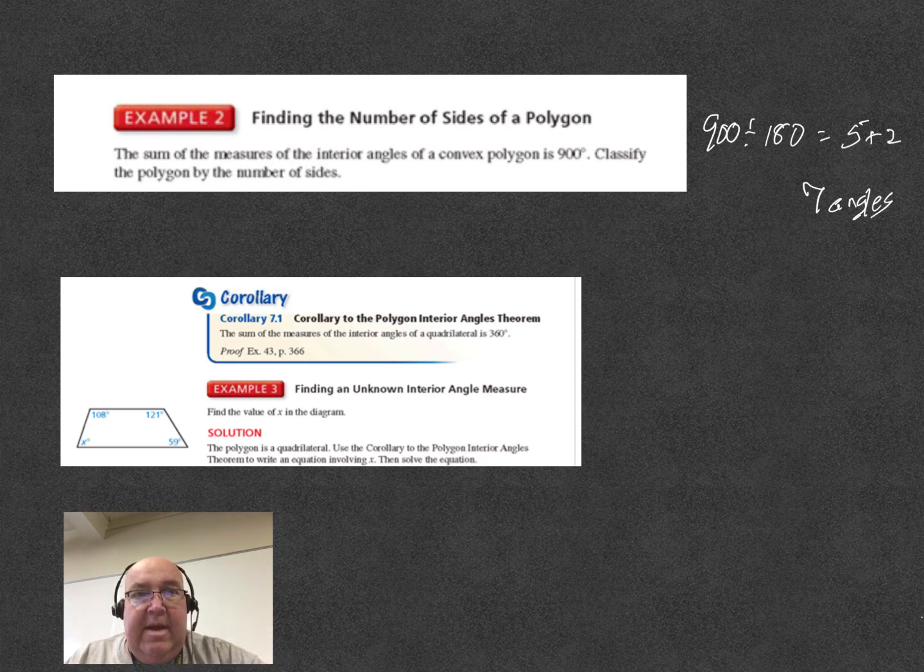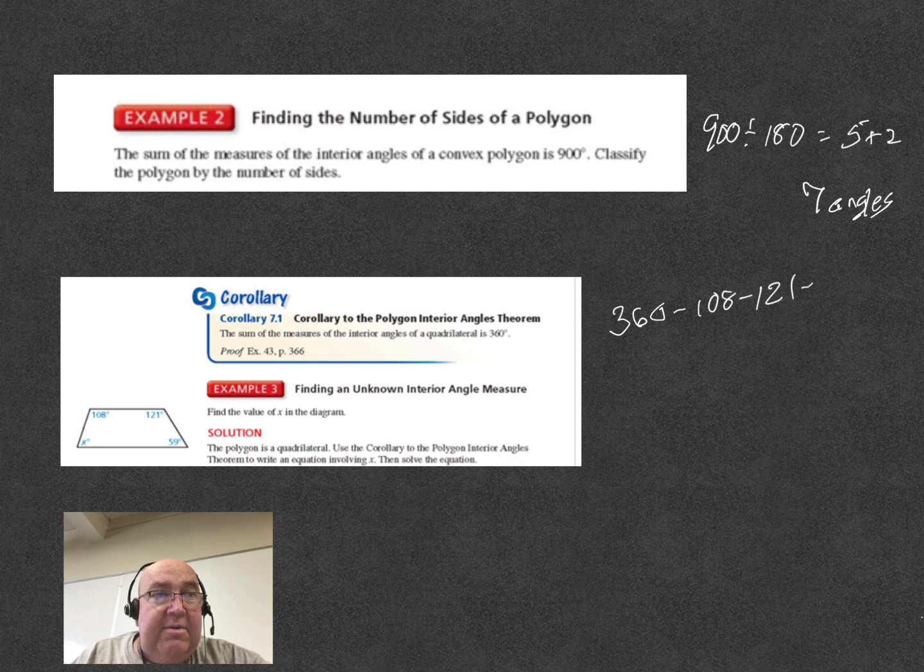Here we have a problem. We're going to try to find the missing angle, or missing value of an angle. So we know that a 4-sided figure has 360 degrees. So we're going to take 360 and subtract 108 and 121 and 59, and our answer is going to be 72.